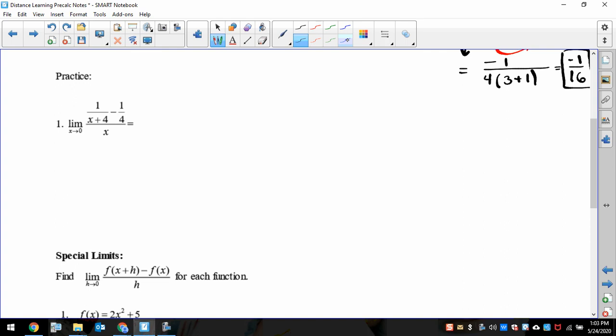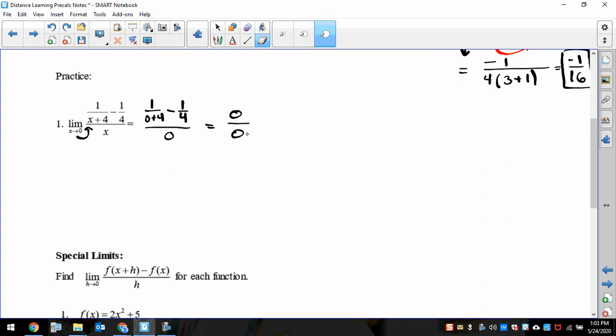So here, number 1, let's start by plugging in 0. You should always start by trying to plug in the value. So we get 1/4 minus 1/4 all over 0, and we get 1/4 minus 1/4, or 0 over 0. The reason we have to check this case is that if it's not in this case, say we get some number, then you are done. So we want to check that it's actually in that indeterminate form before we continue.